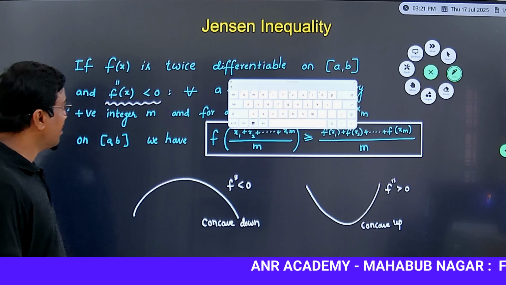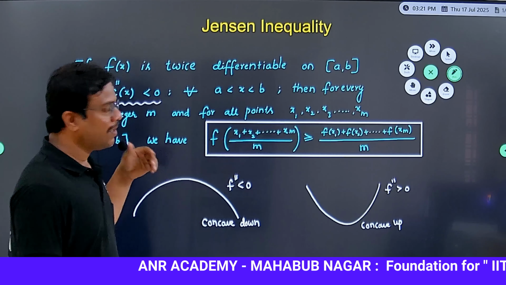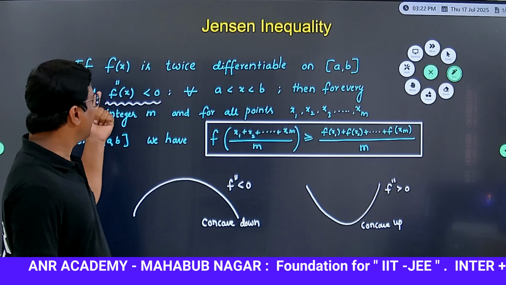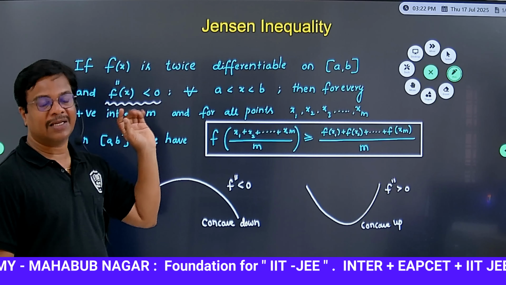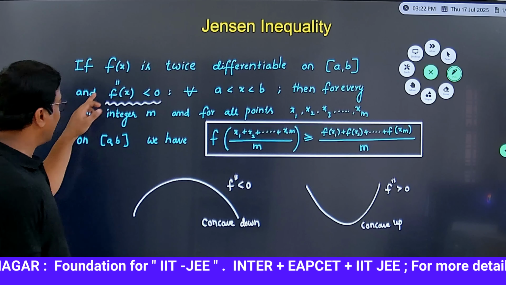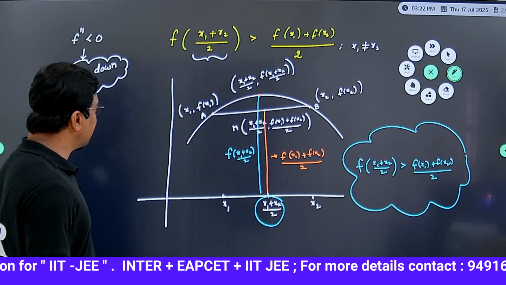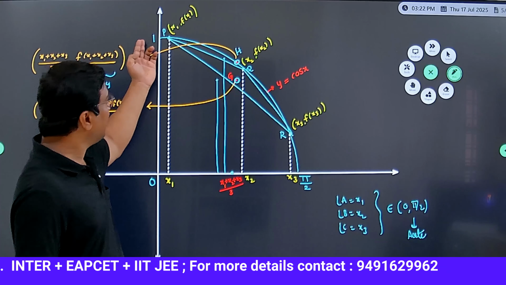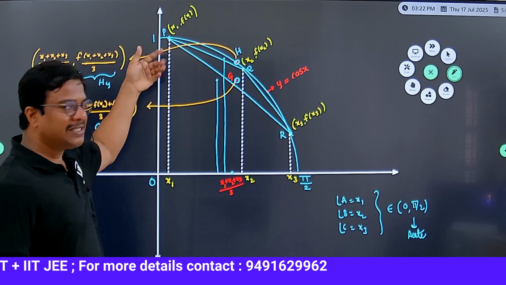This holds whenever the function f(x) is twice differentiable, here the cosine function is twice differentiable, and the double derivative should be less than 0 on the given boundary, in the interval 0 to pi by 2. Double derivative less than 0 means the graph should be concave down. Yes, see the figure. You know the cos x graph. Clearly it is concave down in the interval 0 to pi by 2. And also it is twice differentiable.